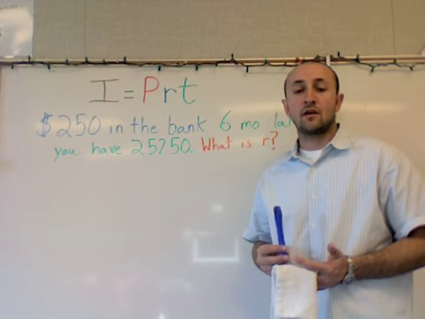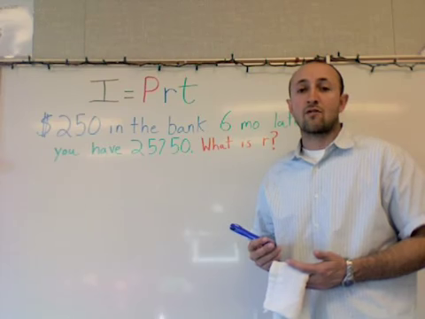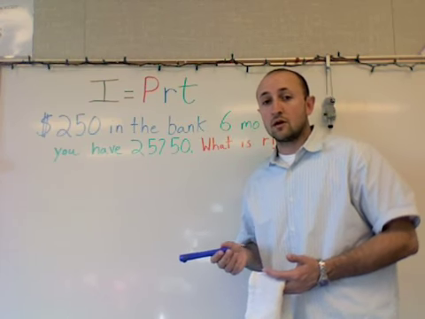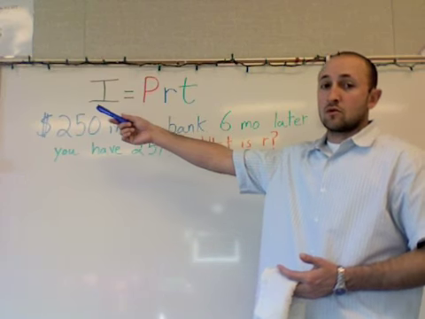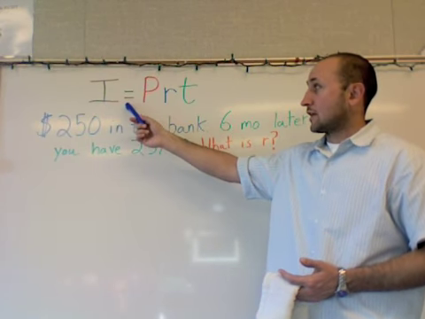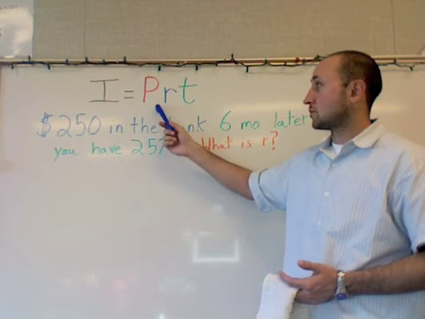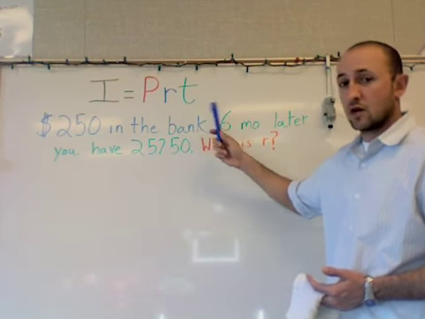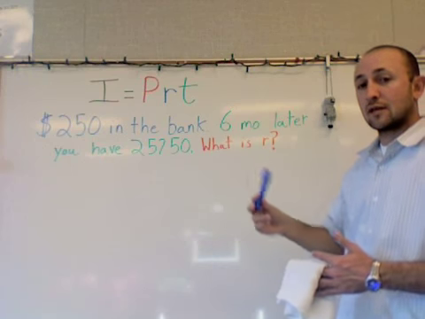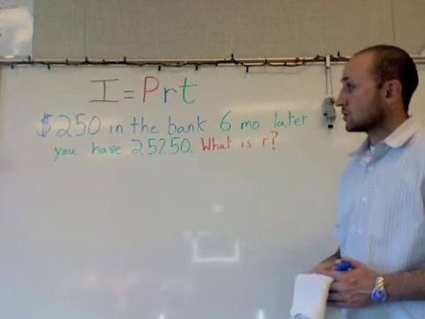Now that we know how to find the interest, we're going to learn how to find the rate of something. So, same formula is going to be used. Remember, I is the interest, and that's equal to the principal multiplied by the rate multiplied by the amount of time. So, last time someone was lending us money. Let's see what we're dealing with this time.